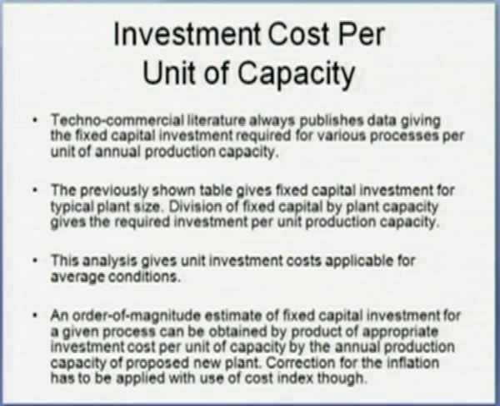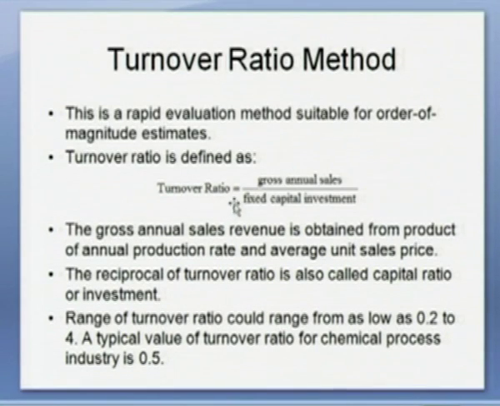And then the turnover ratio method. This is a rapid evaluation method suitable for order of magnitude estimate. The turnover ratio is defined as gross annual sales divided by fixed capital investment. The gross annual sales revenue is obtained from the product of annual production rate and average unit sales price. The reciprocal of turnover ratio is also called the capital ratio or investment: how much is the fixed capital per unit sale? The turnover ratio could range from 0.2 to 4.